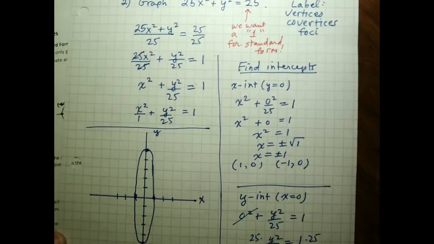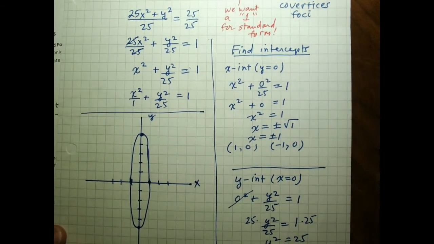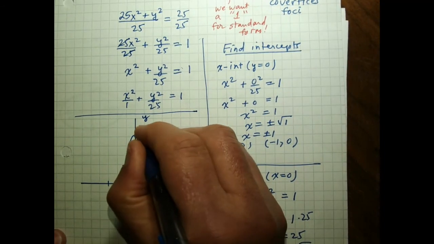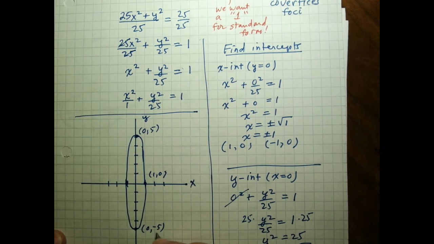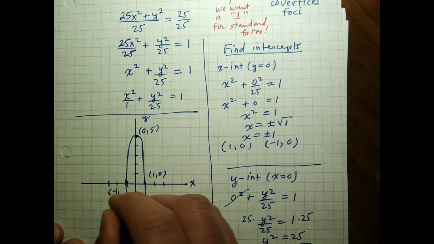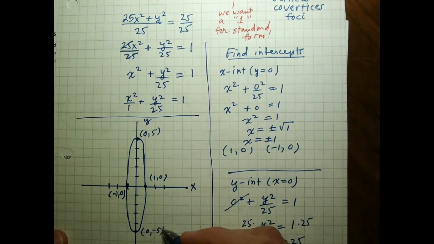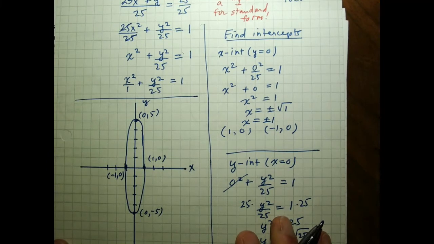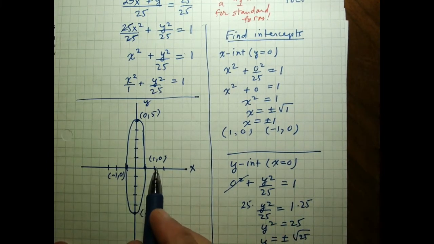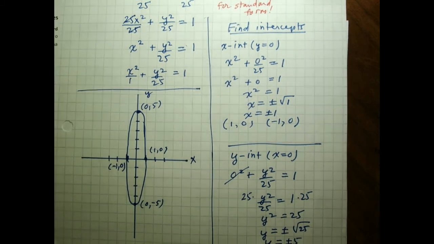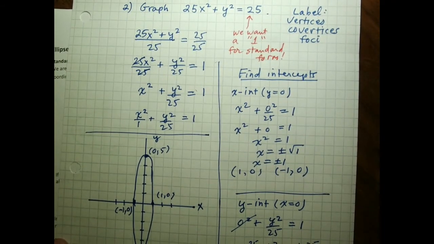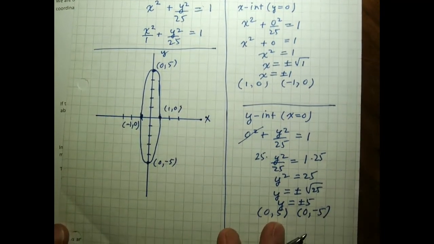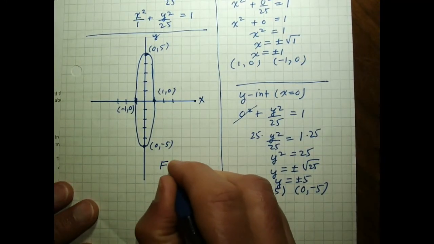And notice I didn't have to know ahead of time which value was A, which was B. I just plot my intercepts. I got 0, 5. I have 1, 0. I have 0, negative 5. And I have negative 1, 0. Technically, 0, 5 and 0, negative 5, our textbook would call the vertices because they're on the major axis. Negative 1, 0, 1, 0 are the co-vertices because they're on the minor axis. But again, you don't even have to be conscious of vertex, co-vertex to draw that graph. But now let's find the foci. We're almost done.